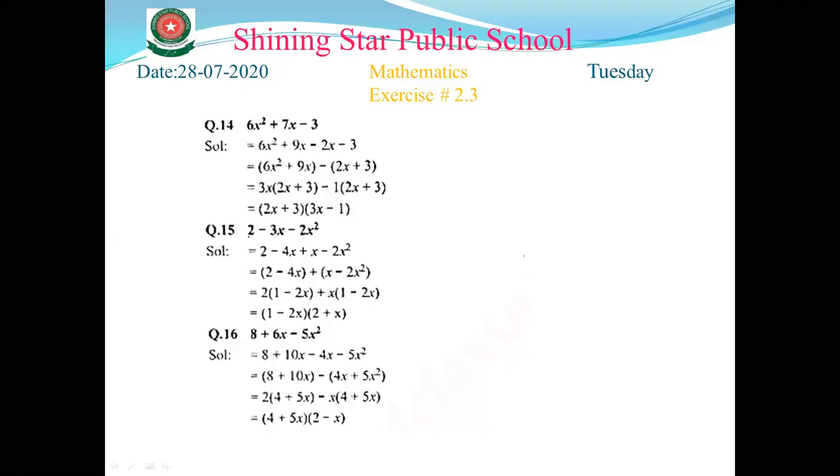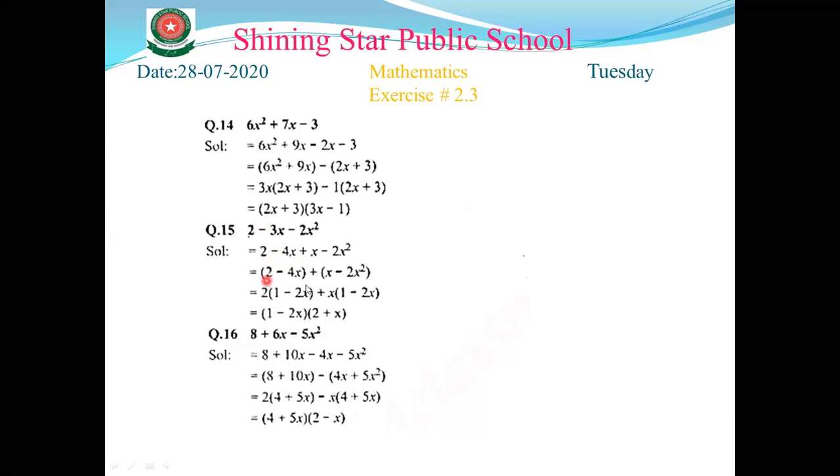So in the previous lecture we discussed the first 14 questions, and today we start from question number 15. 2 minus 3x minus 2x square. First of all, 2 multiplied by 2 is 4. Now we have to find the two numbers. The numbers are minus 4 and 1, because minus 4 multiplied by 1 is minus 4, and when we add them it becomes minus 3.